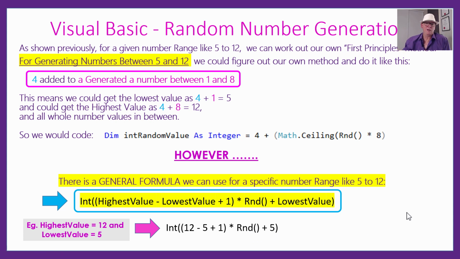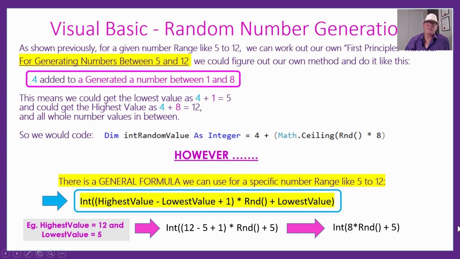Now, some people, purists, might say you can make the program run more efficiently, and it might be 1/1,000th of a millisecond faster each roll if you do this maths for Visual Basic beforehand, so it doesn't have to do that processing. So we could say 12 minus 5 is 7, 7 plus 1 is 8. We could simplify that formula a bit and just put 8 times the random number plus 5. But either way will work.